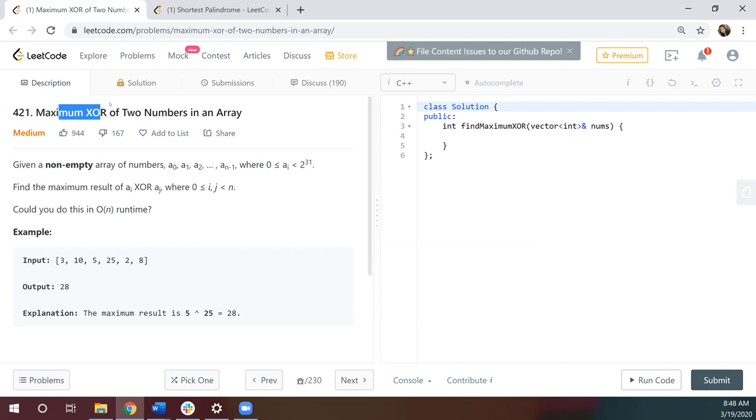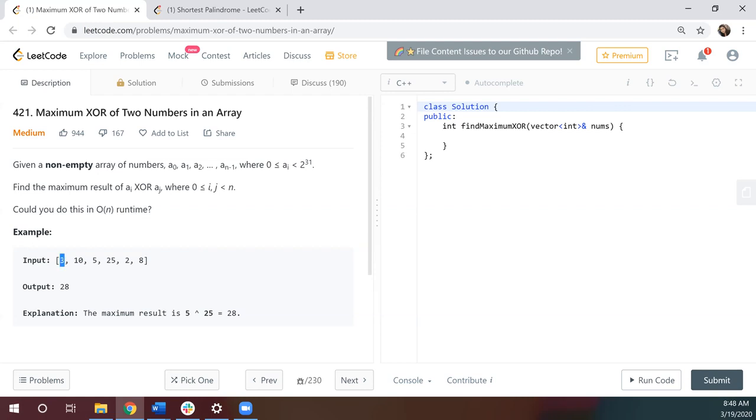Okay, so what this question is saying is we need to take the maximum XOR of two numbers in an array. For example, we have this given array, and if we do the XOR of two numbers, for example 3 XOR 10, I don't know what it is, but it will be lesser than 5 XOR 25. So we need to XOR two numbers such that the result is the maximum, and it should be done in order of n time.